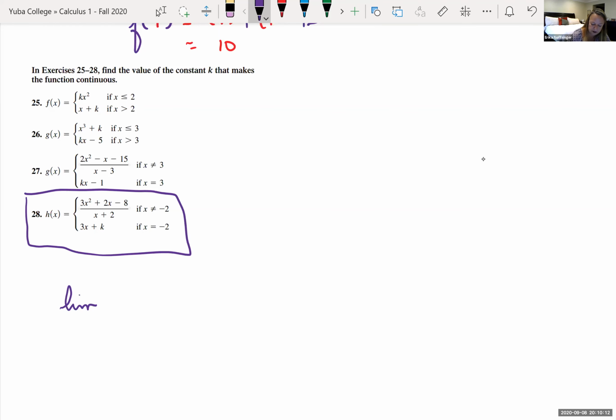Actually, what do we want to do? We want these two values to be the same in order for it to be continuous. So we want the limit as x is approaching -2 on the left of h of x to equal the limit as x approaches -2 on the right of h of x.